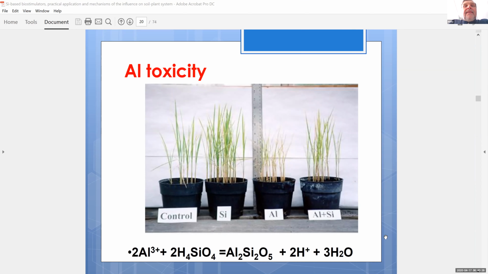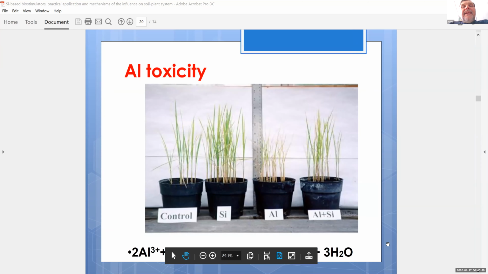Okay, but really we have an alternative. One of the best ways to reduce aluminum toxicity is the application of monosilicic acids, and as a result, active aluminum can be precipitated by monosilicic acids and form different clays.